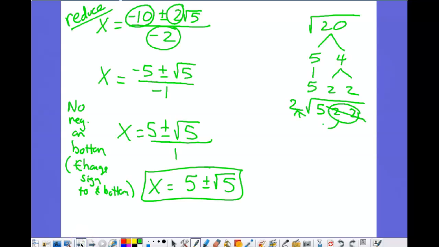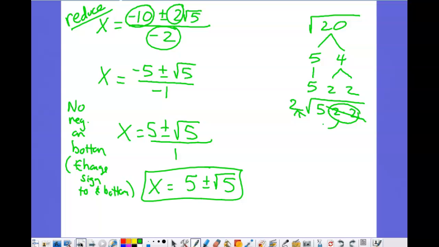While a few of you are writing, when would you not reduce? If they don't have anything in common. When else? When you don't have all 3 numbers there. It has to have all 3 to do it. Okay? When we change the signs, we change the signs here and here if what? If there's a negative on the bottom. Okay? Are we good now?